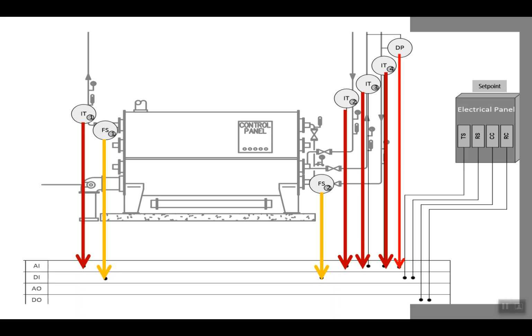To monitor the flow switch, we need a digital input because it provides only a contact. So we need one digital input for the flow switch at the input of the condenser, and one digital input at the output of the evaporator.